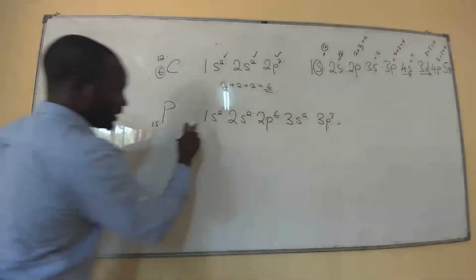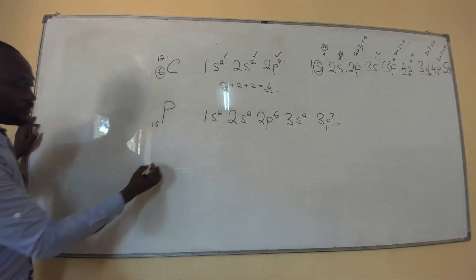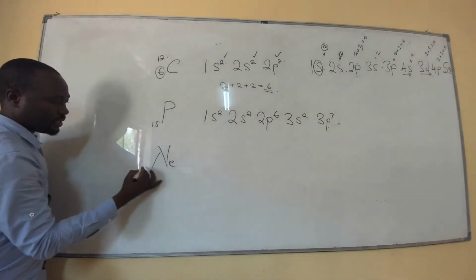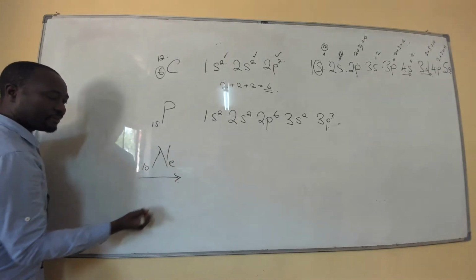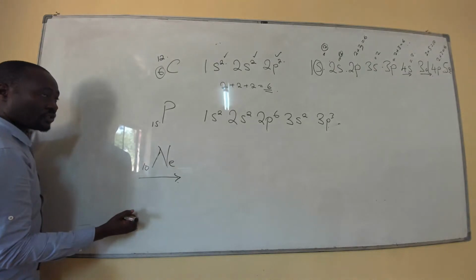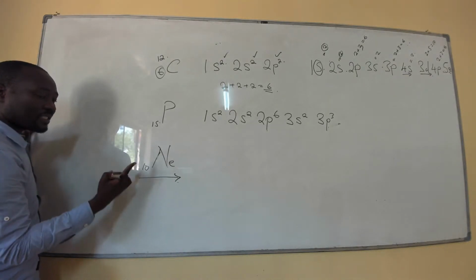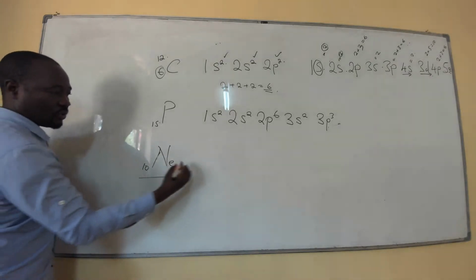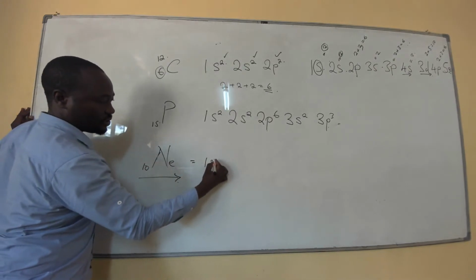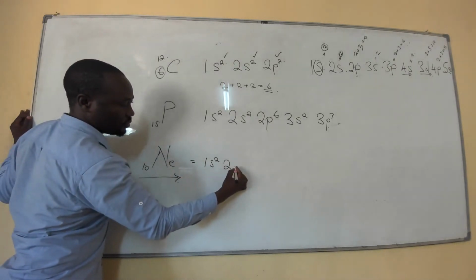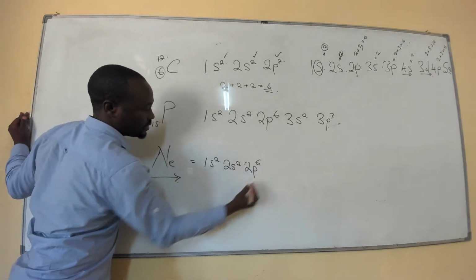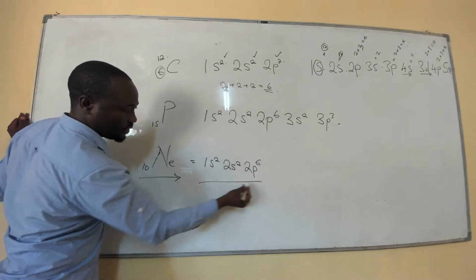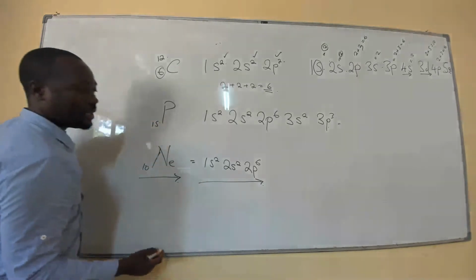Then, using the same approach, we can also write for neon. Neon has 10 electrons. Neon is a noble gas in group 8. It's called a noble gas because it's non-reactive. So for neon, you have 1s2, 2s2, and 2p6. This is the electronic configuration of a noble gas, which is neon.